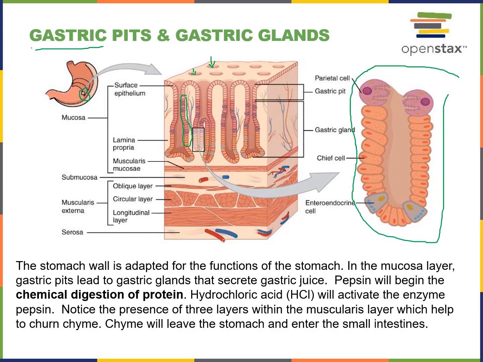So what are these cells and what do they do? Well, let's see. The stomach wall is adapted for the functions of the stomach. In the mucosal layer, gastric pits lead to gastric glands that secrete gastric juice. What is present in gastric juice? Well, you will find, first of all, pepsin, the enzyme. That would be one thing. You would also find hydrochloric acid, because pepsin actually requires hydrochloric acid to become activated. So that's two things present in gastric juice.